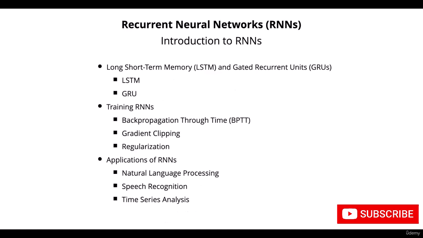Long short term memory, LSTM, and gated recurrent units. LSTM or long short term memory networks are a variant of RNNs designed to address the vanishing gradient problem by introducing memory cells and gating mechanisms that control the flow of information. GRU or gated recurrent units are a simplified version of LSTM that also incorporate gating mechanisms but with fewer parameters.